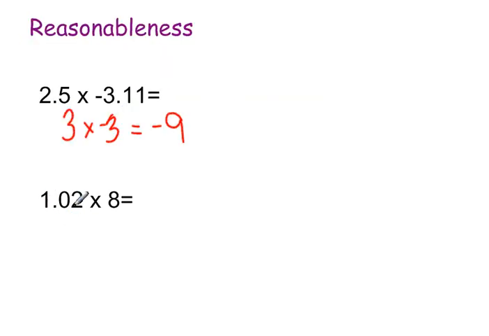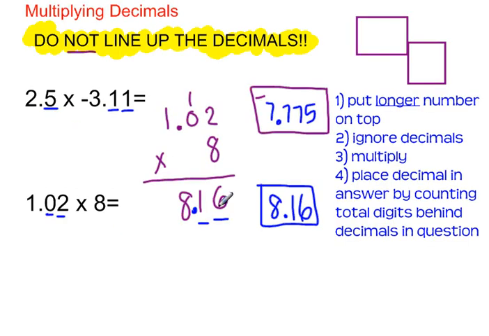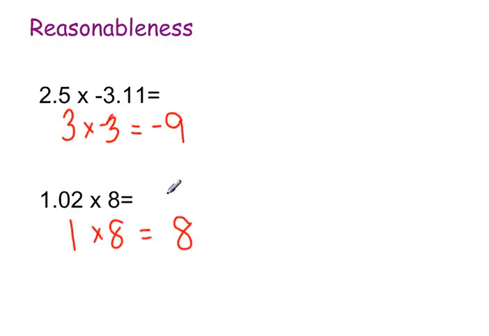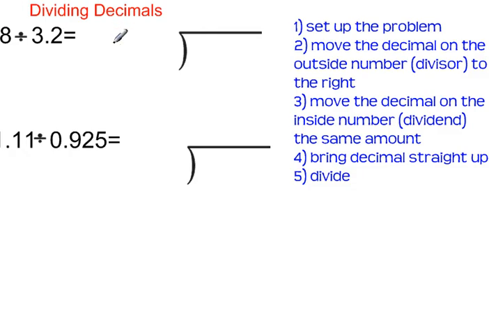Let's try this. 1.02, that's about 1, and 8. My answer should be about 8. What did we get? 8.16. Those are both very reasonable answers. This is a good way to check my work to make sure I didn't make any huge mistakes with where the decimal belongs. Here we've got dividing decimals. Now, I'm going to move my screen just a little bit so that we can see this.